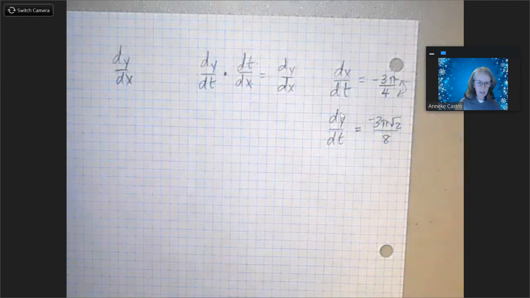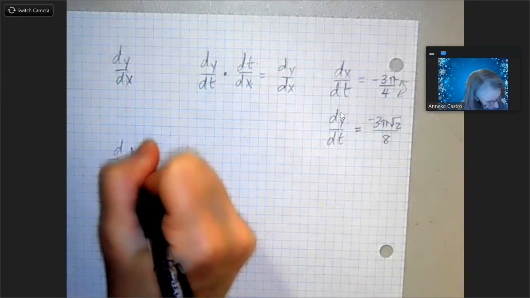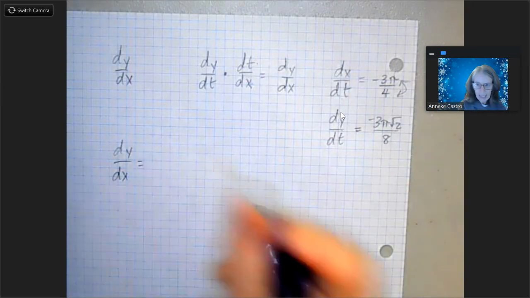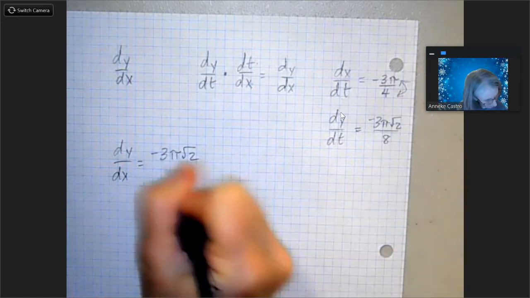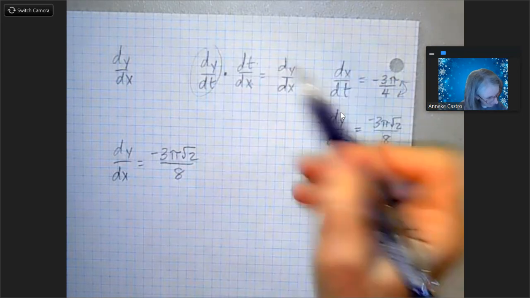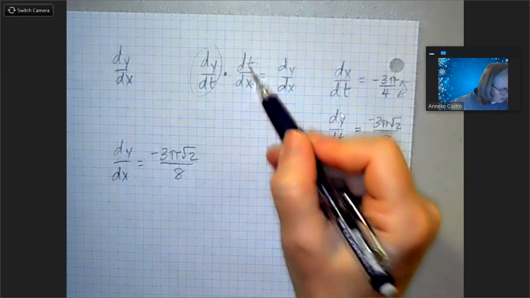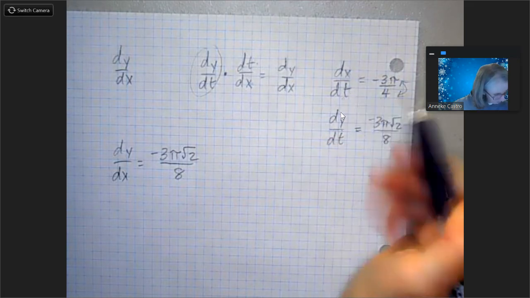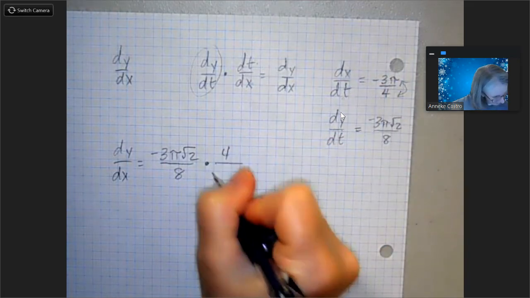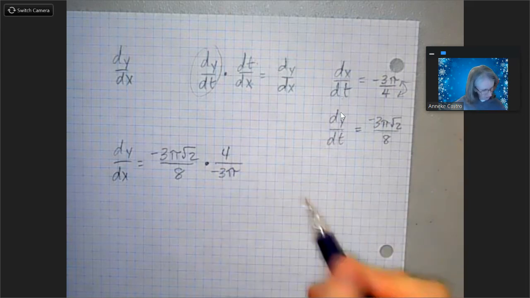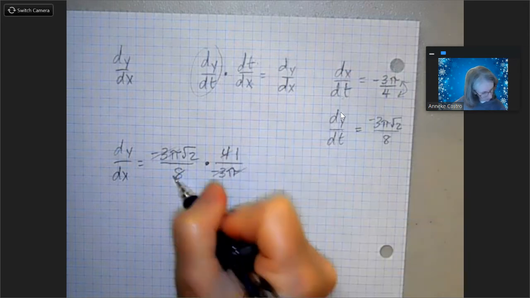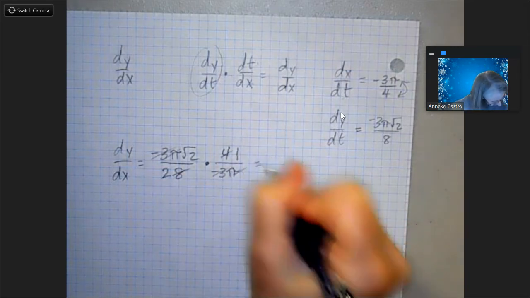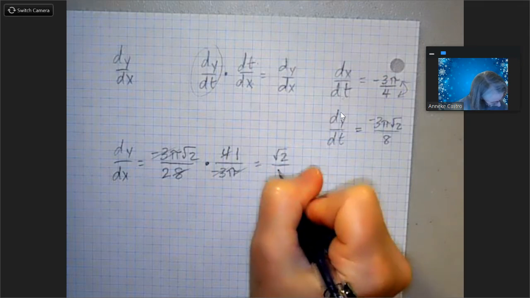So I'm just going to take the reciprocal of this, and then I can multiply it with dy/dt. So not so bad on this one. I don't have to take any new derivatives. So I'm going to get my dy/dx by taking my dy/dt, negative 3 pi root 2 over 8. Okay, that's that part. And I want to multiply it by dt/dx, and that is the reciprocal of dx/dt. So I'm just going to flip that. So I'm going to have 4 over negative 3 pi, and now I can simplify this. The negative 3's and the pi's go away. 4 can reduce with the 8, and it looks like I'm left with root 2 over 2.